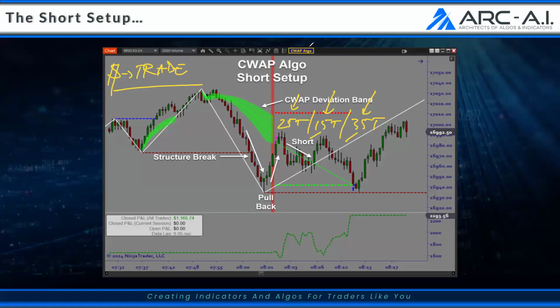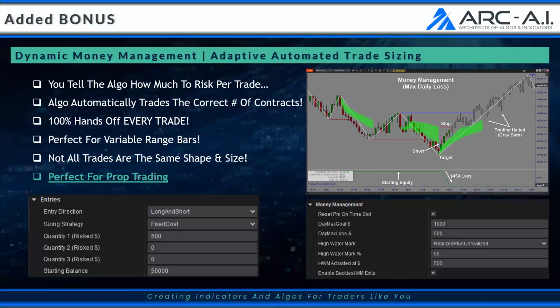So this algo will automatically size your positions based on your dollar risk per trade. So if you tell the algo risk $500 per trade, on a 15 tick trade you might have, let's say you have 15 versus 30, obviously if it took one contract here, it's going to put on two contracts there as an example. So it sizes all of that for you, which is fantastic, and it's one of the best things about these algos. So for prop trading purposes, you're set.